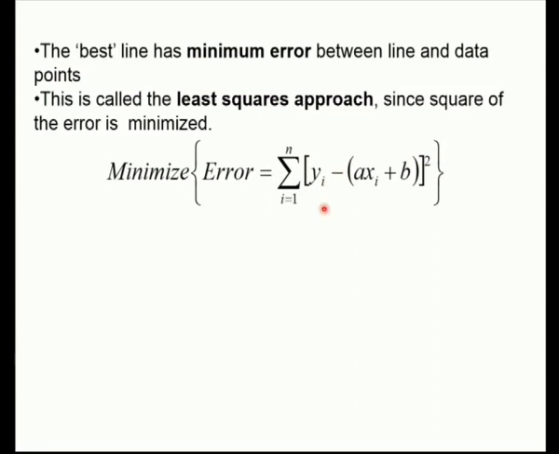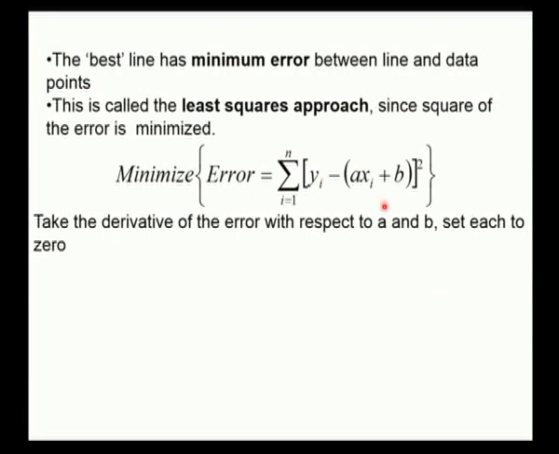So, it is basically a function of two variables, two parameters a and b. To minimize a two variable function, the necessary condition is the partial derivative with respect to a has to be 0 and the partial derivative of this function with respect to b has to be 0, that is the necessary condition. Basically, the gradient of this function has to be 0. Take the derivative of the error with respect to a and b and set each to 0, that is the principle which we borrow from several variable calculus.